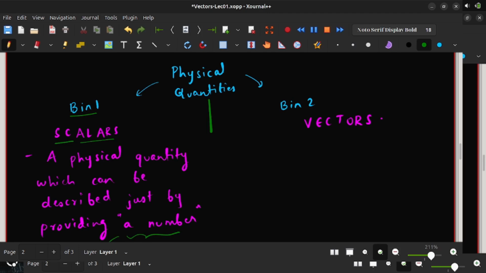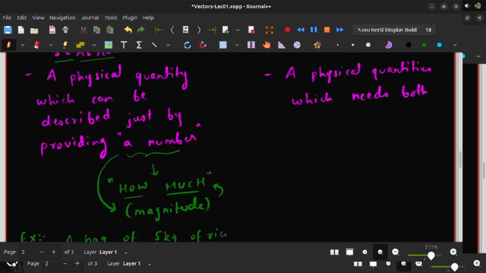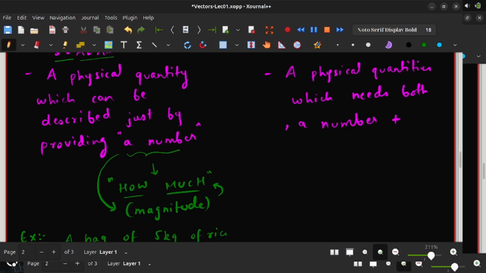Yes, let me go to the second bin. The second bin, as you can imagine, contains physical quantities. A physical quantity which needs both. It needs two things: a number plus a direction. If you don't tell me both of the things, then the physical quantity is not completely defined. So it needs both for complete specification.